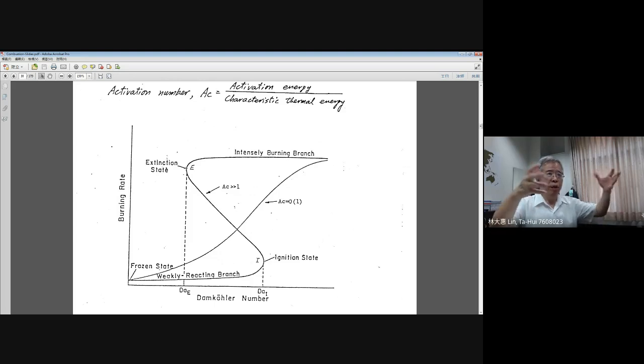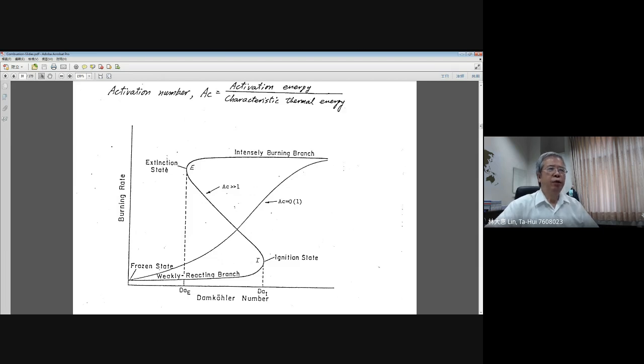If the flame disappears in the flow, that means the flow will return to a cold flow situation. No flame, no chemical reaction. This is the so-called extinction state. From our experimental observation, this state occurs at Da_E, the Damköhler number for extinction, and the previous one for ignition we call Da_I, the Damköhler number for ignition.